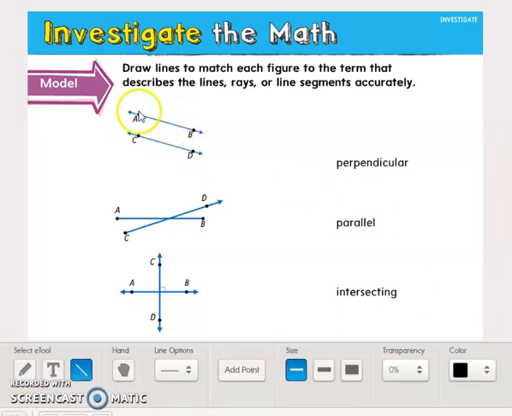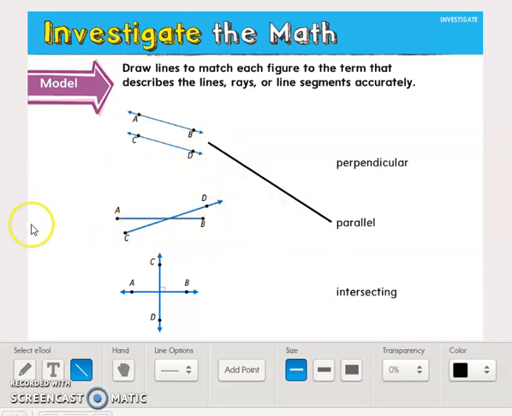So here I have line AB and line CD, and I can look at these and I can say from this side to this side, the lines are spaced evenly apart, and I can visualize if I go on and on forever, they will never touch. So I know that means that they are parallel. So I'm going to make that line here.